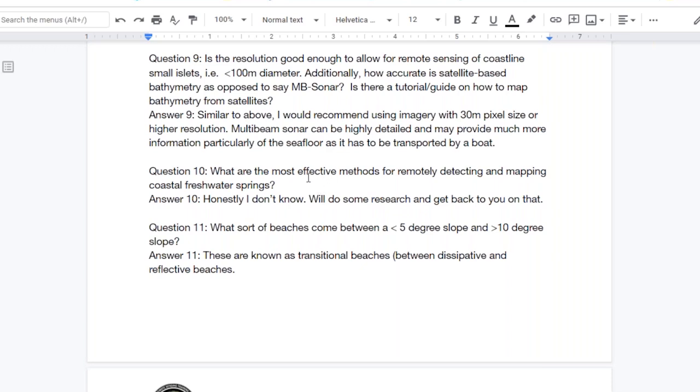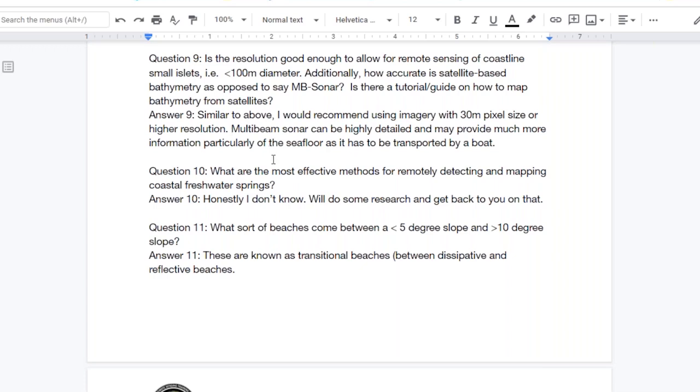I will go in the opposite direction. There are papers that talk about how to map bathymetry from satellites in detail, and I'm pretty sure there should be several books out there also on the use of satellite data for bathymetry. So we'll do a search on that. If I find any, I'll make sure that I post a link to some of those.